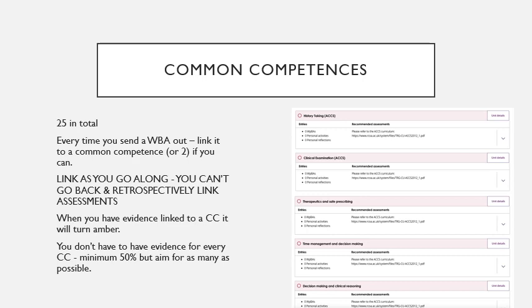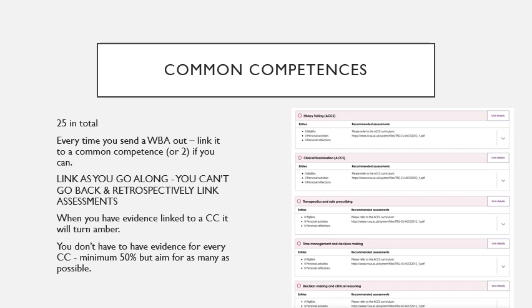When a piece of evidence, probably a workplace-based assessment, has been linked to a common competence curriculum item, the item itself on your LLP will turn amber. The only way to then turn it from amber to green is to send off a cut form, which it will give you the option to do. But like I mentioned earlier, it's been decided that this isn't a suitable way to assess the common competencies, so please don't send out any cut forms.